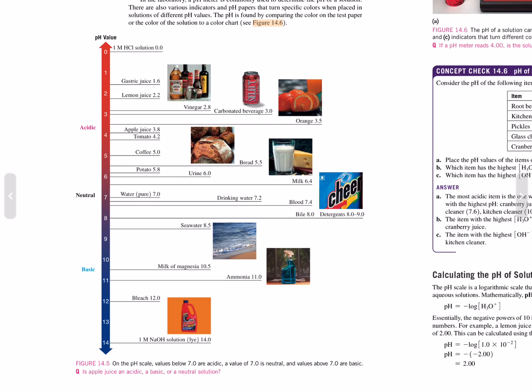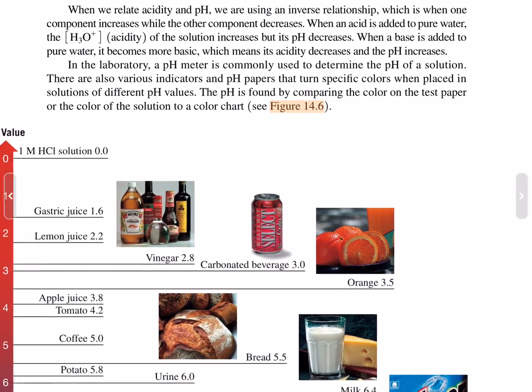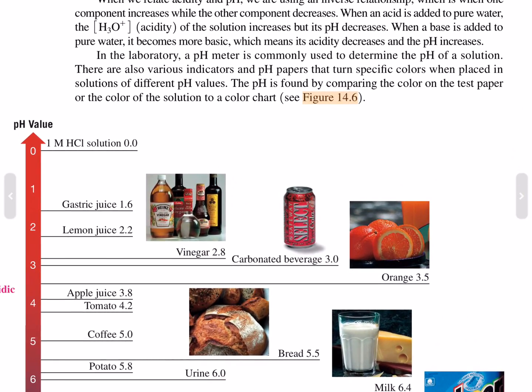Figure 14.5. On the pH scale, values below 7 are acidic, a value of 7 is neutral, and values above 7 are basic. One molar hydrochloric acid has a pH of 0. It's extremely acidic. Gastric juice, or your stomach acid, is 1.6.